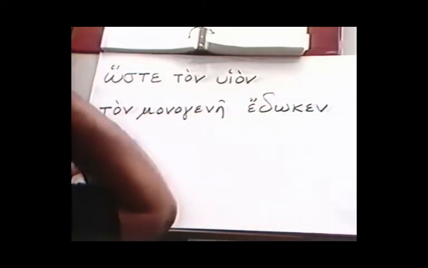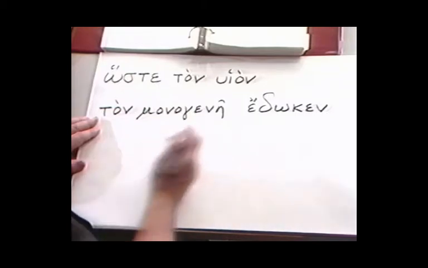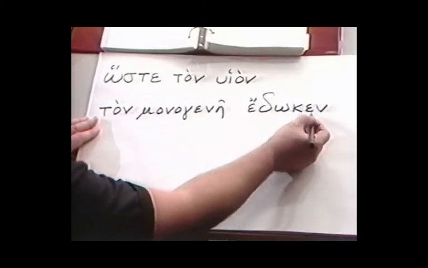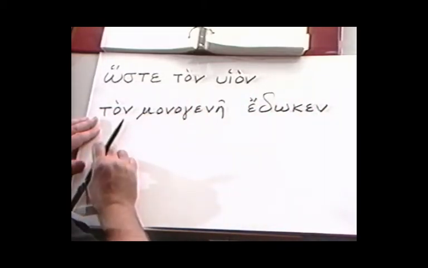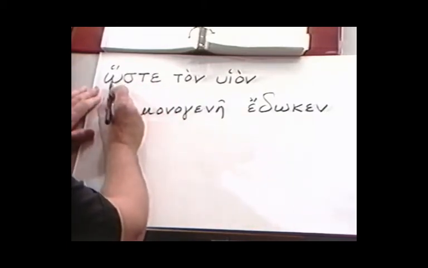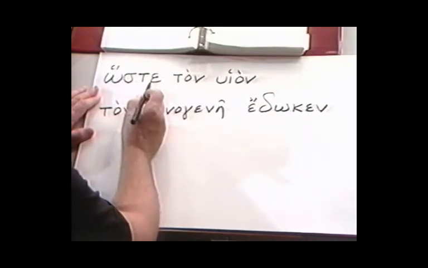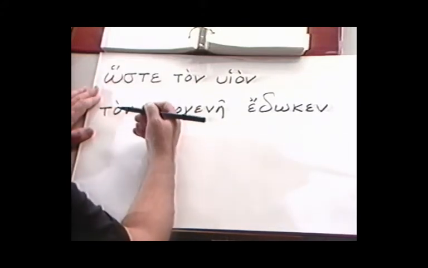Now, of those words, is there anyone that looks like it might be a verb? Look at this word edoken. It has an epsilon in front. It has that epsilon nu ending, third singular ending. Okay, that looks like a verb, doesn't it? Yes. Hoste is an adverbial conjunction which introduces a result clause. It's going to show us the result of some action.